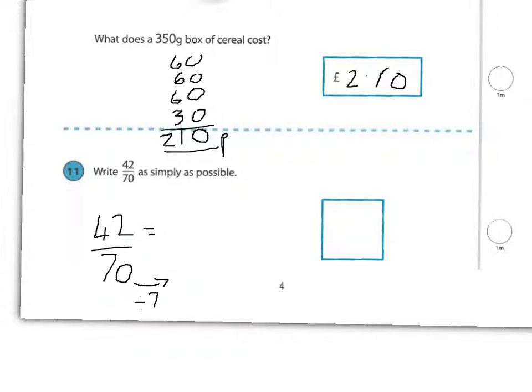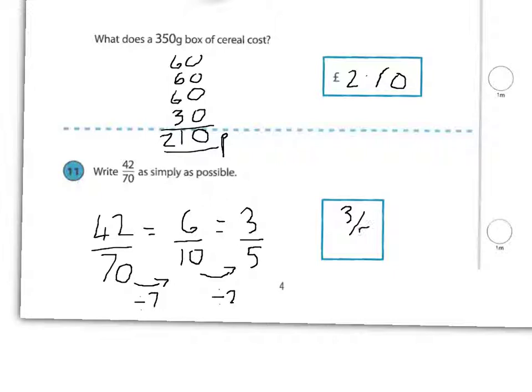So how many 7s go into 42? It's 6. How many 7s go into 70? It's 10. And what I've just noticed is I obviously didn't divide by the highest common factor, because 6 and 10 are both even numbers. I can therefore divide again. So I'm going to divide the top and the bottom by 2, and I will get 6 divided by 2 is 3, and 10 divided by 2 is 5.